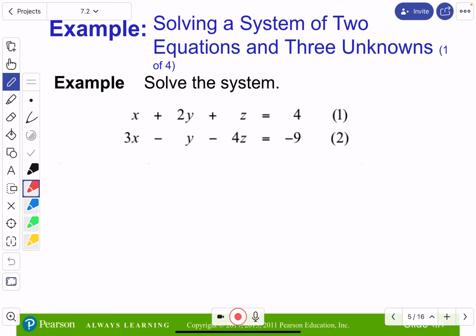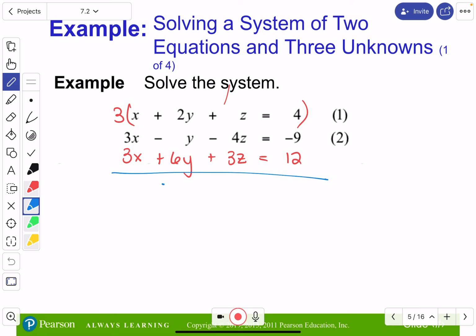Sometimes you only have 2 equations and 3 unknowns. Just means our answer is going to be a line. So if I wanted to do this, I could multiply everything on the top by 3. So we get 3x plus 6y plus 3z equals 12. The x's have the same sign, so we're going to subtract everything. Negative y minus 6y is negative 7y. Negative 4 minus negative 3 is negative 7z. And negative 9 minus 12 is negative 21.